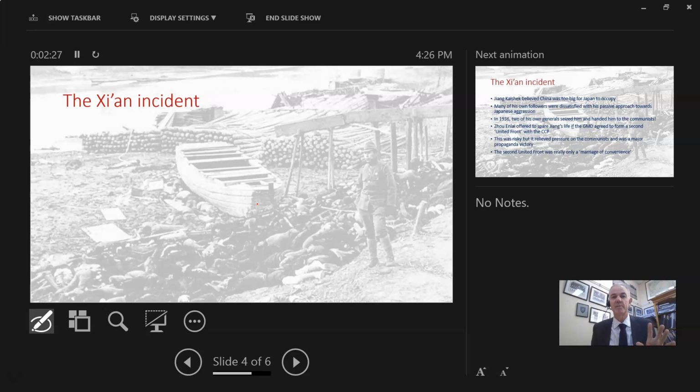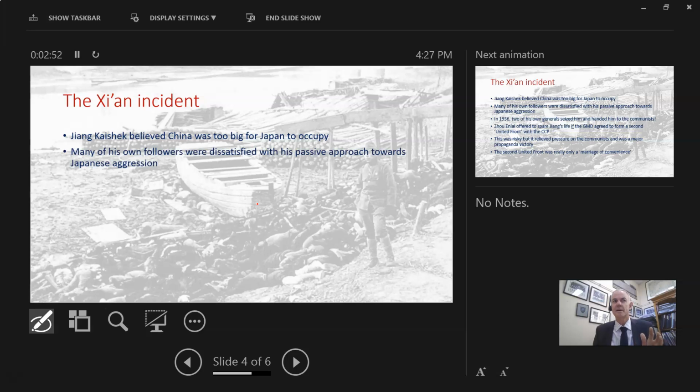Now, an incident occurred around this time, it was actually slightly before this, in 1936, that I just want to draw your attention to. It's called the Xi'an incident. The leader of the Kuomintang, Chiang Kai-shek, believed that China was simply too big for Japan to occupy, and that Japan would exhaust itself trying to do so. So he didn't think that the Japanese threat was as serious as all that. Much more serious to Chiang was the threat of the communists, the CCP. Now, many of Chiang's own followers in the Kuomintang and the GMD were dissatisfied with Chiang's passive approach, and they wanted to fight the Japanese. They were nationalists, of course, and they wanted China for the Chinese. They didn't like this idea of Japanese aggression.